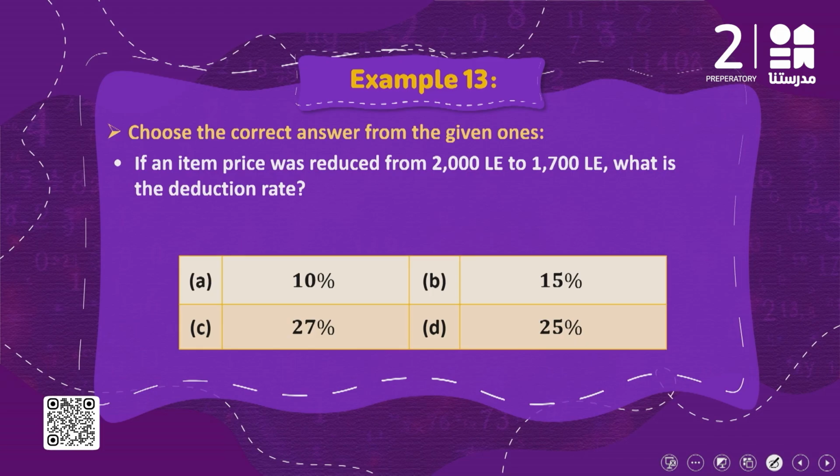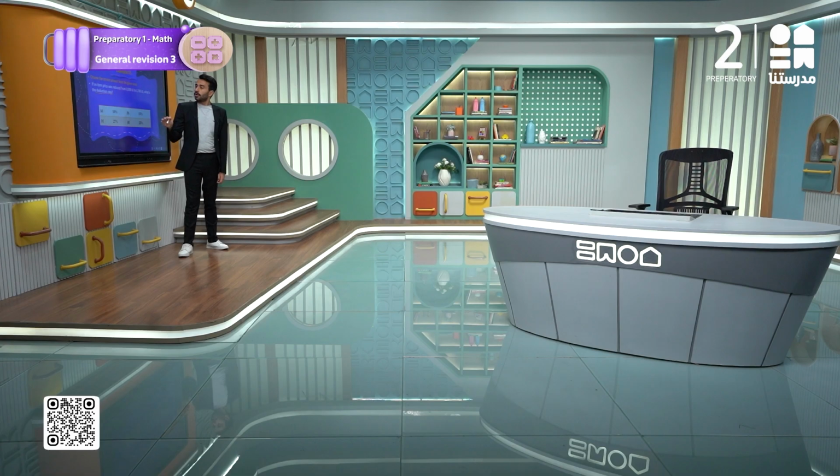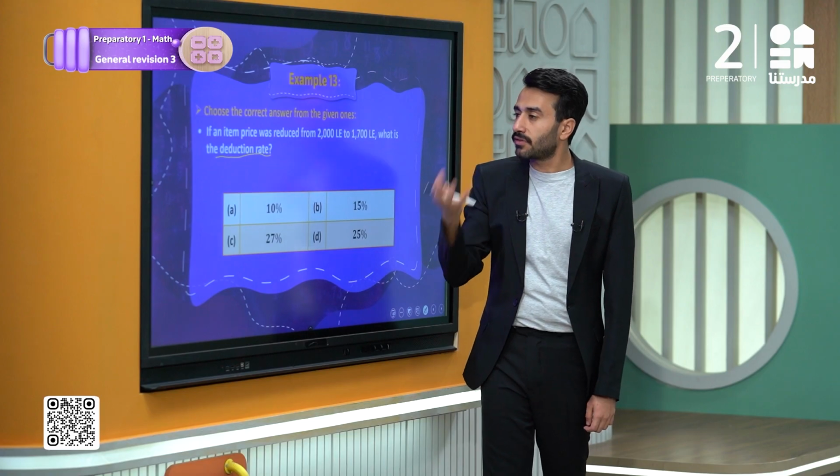If an item price was reduced from 2,000 to 1,700, what is the deduction rate? Okay, let's revise on this topic. Deduction rate means percentage rate. So to find the percentage deduction or percentage discount, you have to know the discount itself.